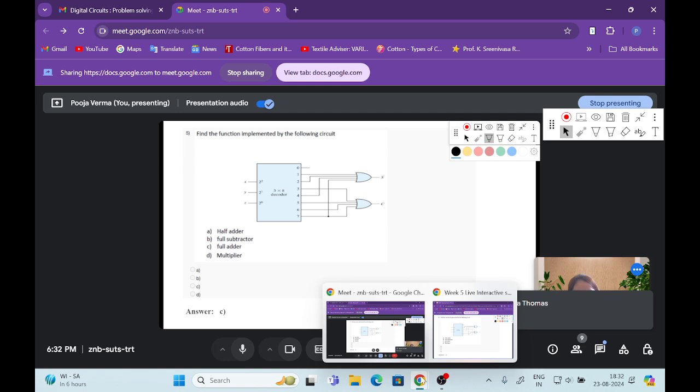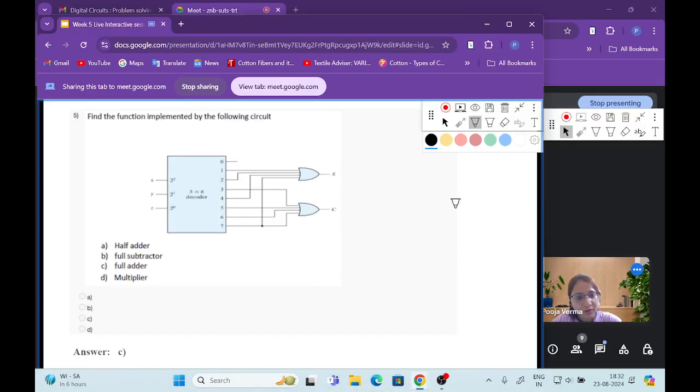Yeah, okay. The next question is: find the function implemented by the following circuit. Which function can we implement by the following circuit? So here it is given a 3 to 8 decoder. That means 3 input lines and 8 output lines. So what will be the truth table for the decoder? Already we know that here we give input in the different combinations and corresponding to that the output will be 1.